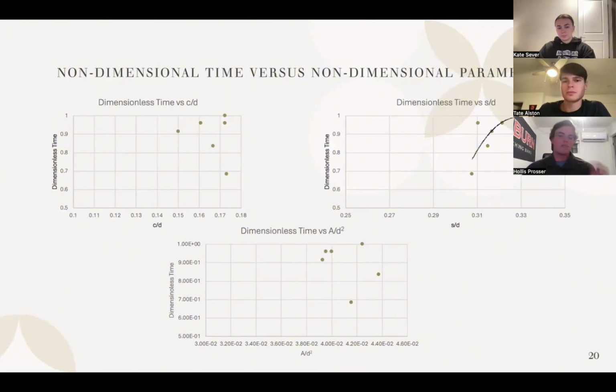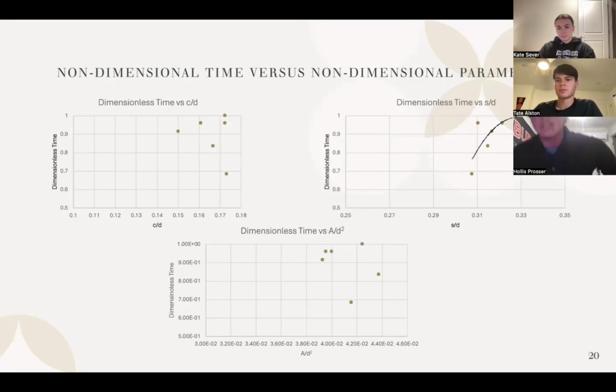Figures 5 through 7 explore the different dimensions and areas of the seed's airfoil surface, and then how they compare to the dimensionless time. And it appears that the most effective is going to be the span of the seed compared to its diameter, as it shows that as that value increases, so too does the time, while the other two, seed area and the chord length, seem to have no real discernible effect.